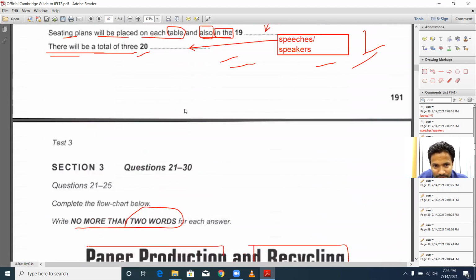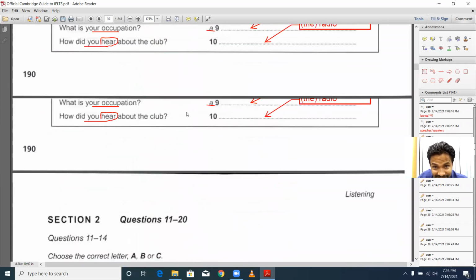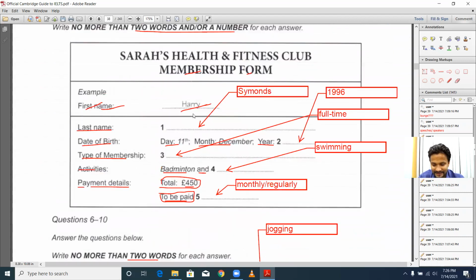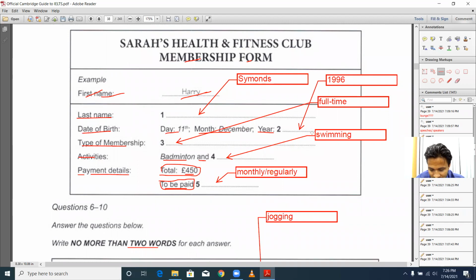Let's check together. This is the final part of the listening test. Okay, the answer for question number 1 is SYMONDS. SYMONDS, correct. 1996, correct. Full time, correct. Swimming, correct. Monthly, correct, or regularly, you can write any one of them.